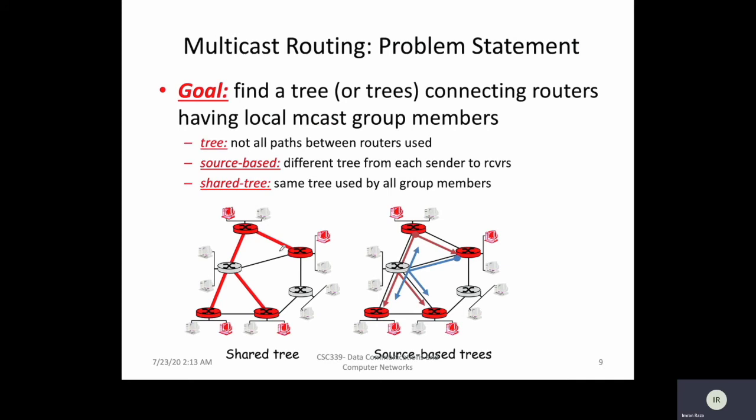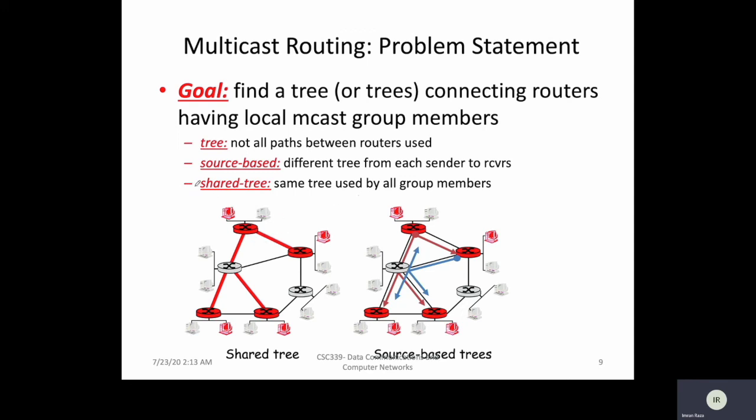So what is the problem statement of multicast routing? It's very simple. The goal of multicast routing is to find a tree, or maybe trees, that is obviously connecting routers having local multicast group members. So this means the goal is to find a spanning tree in the case of a source-based tree, or to find a tree in the case of a shared tree, right? So tree means not all the paths between the routers are used, that we have already covered.